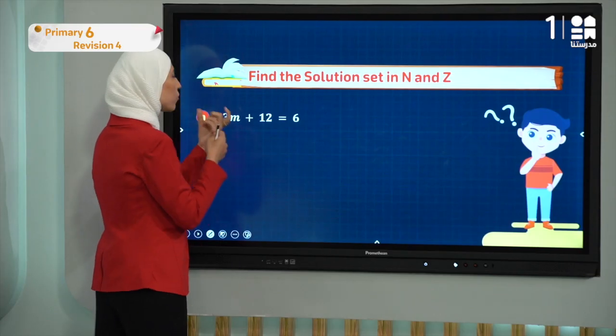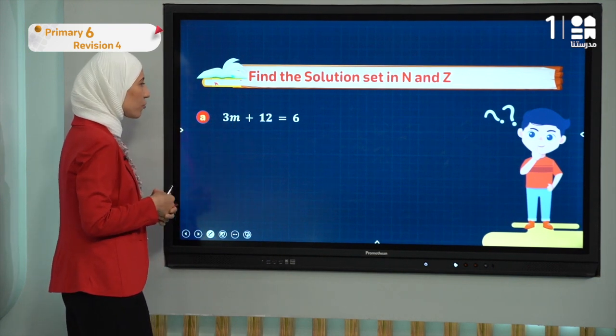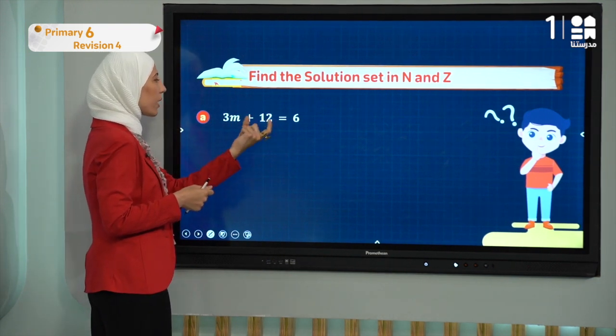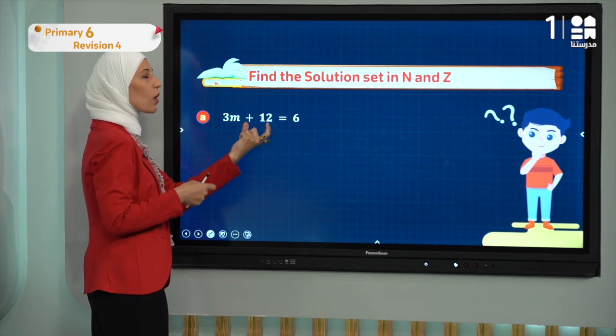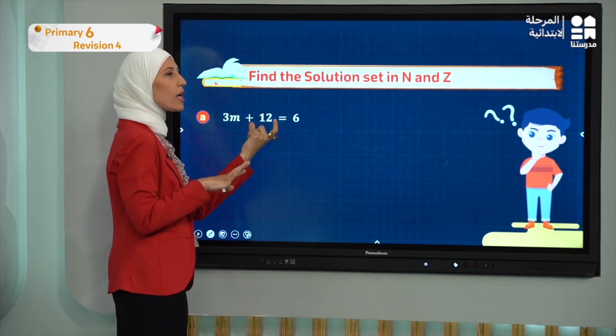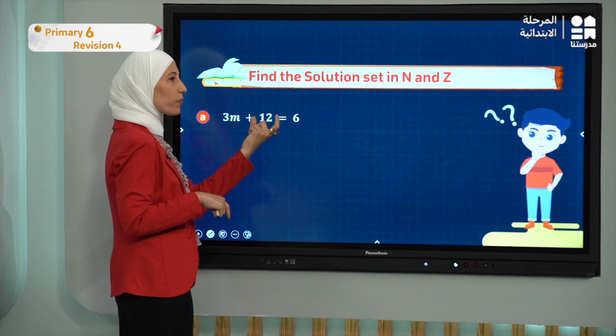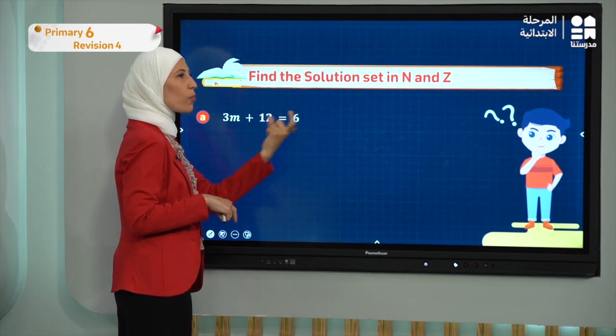So to find the value of m, what am I supposed to do? Here I have plus 12. I want to make the plus 12 become 0. How? I will subtract 12. Okay, so minus 12 on both sides.